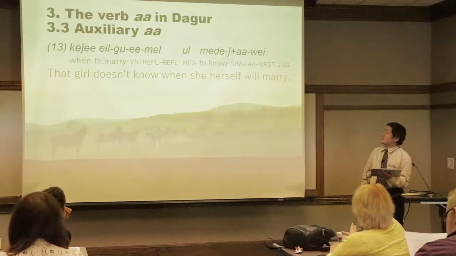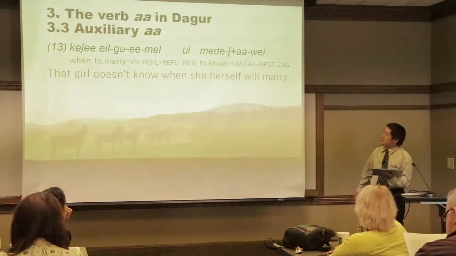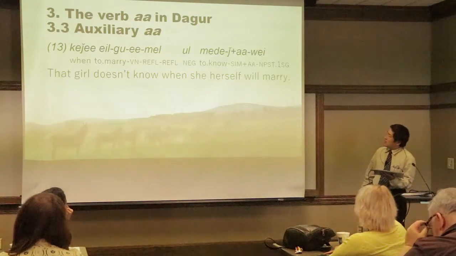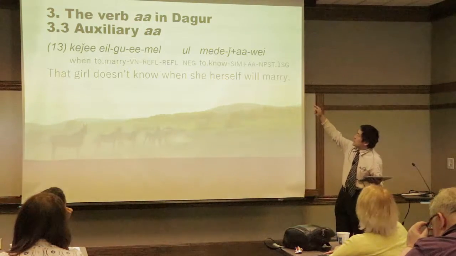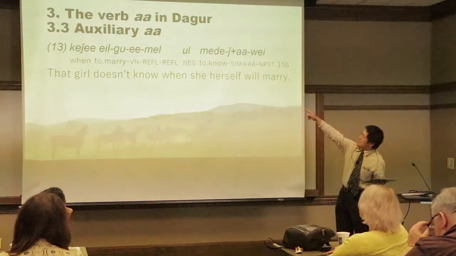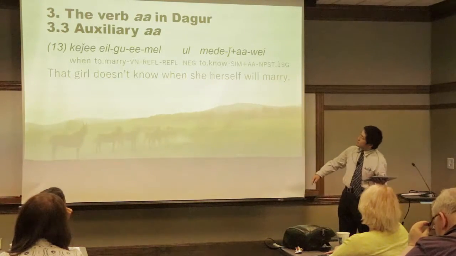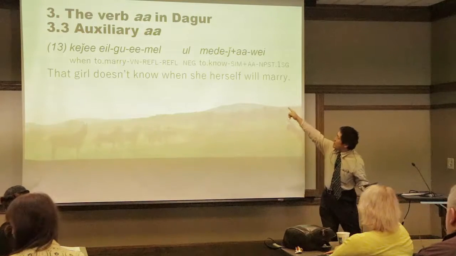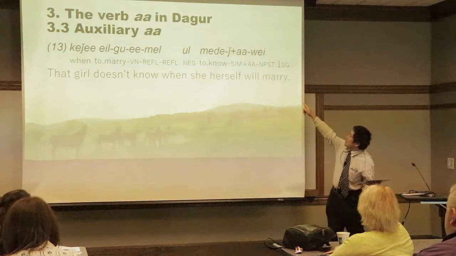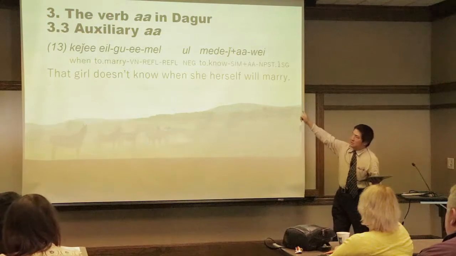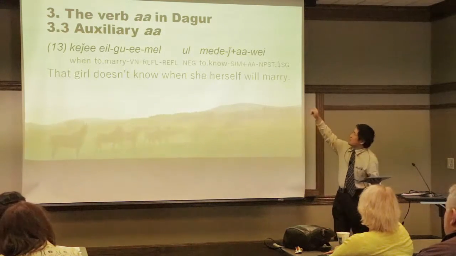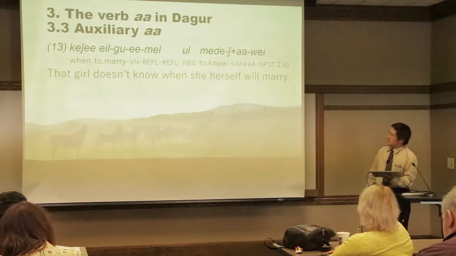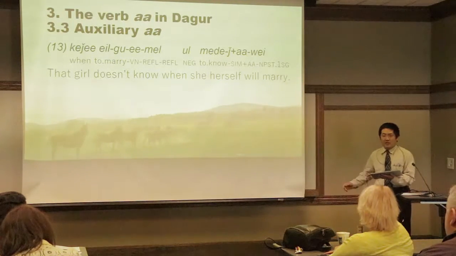And negative is represented like this. She doesn't know when to marry. The negative ul is located before the main verb. This is a negative form, but it is the negative form of the main verb met, to know. This is not an auxiliary negative form. Medech uru awe is not accepted. So I think auxiliary a has no negative form either.